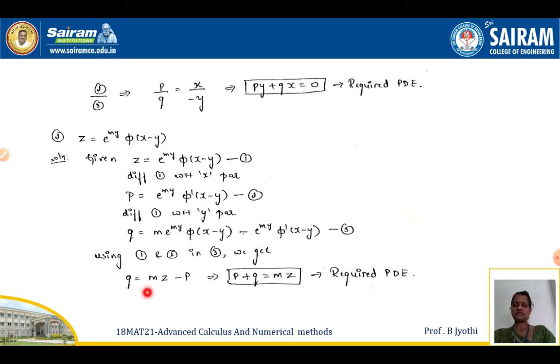Thereby we get q equals mz minus p, or p plus q is equal to mz. That is the required partial differential equation.